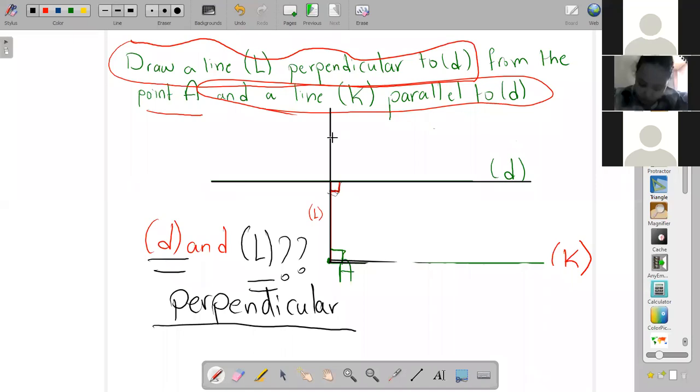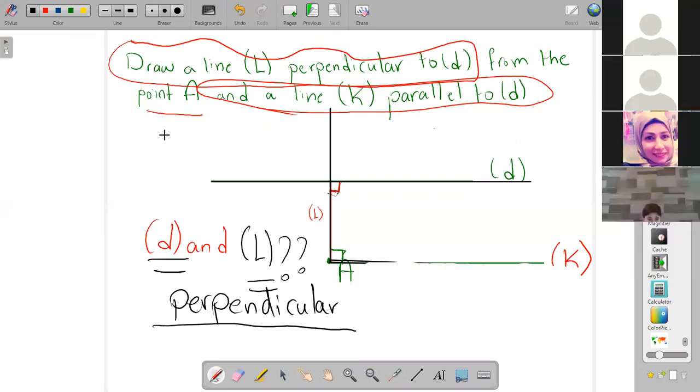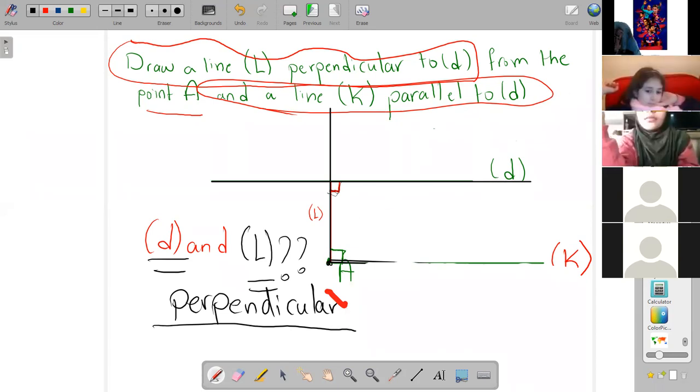Any question about how we draw parallel lines? No, not similar to this question. K, we can't put it above D. No, because point A is down and the question is to draw a line parallel to D from the point A, from the same point A. Okay, point A is down.